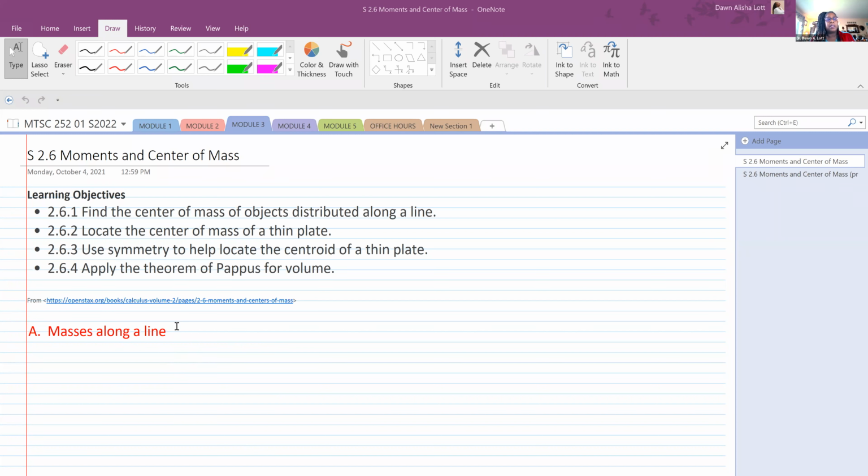So what we will do in this section is find the center of mass of objects that are on a line or a rod, something very skinny, and find the center of mass of a thin plate. You know what the center of mass is: it is the place where if I were to balance something, it would balance. If I know where that location is, then I can balance it on a point so that gravity is equally distributed.